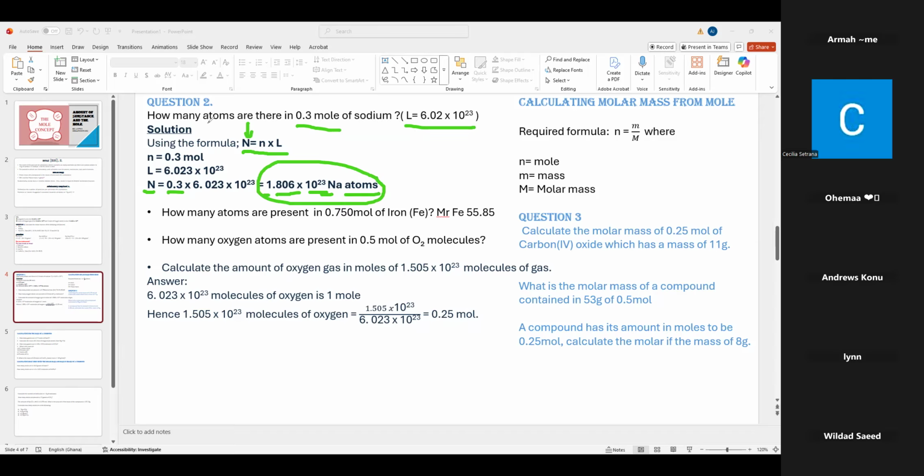Supposing the question asked you to find the number of molecules, maybe if it's sodium hydroxide, you would write sodium hydroxide molecules. You cannot say sodium molecules because sodium is an atom. So if it was sodium hydroxide, say sodium hydroxide molecules. Please, do we get it?